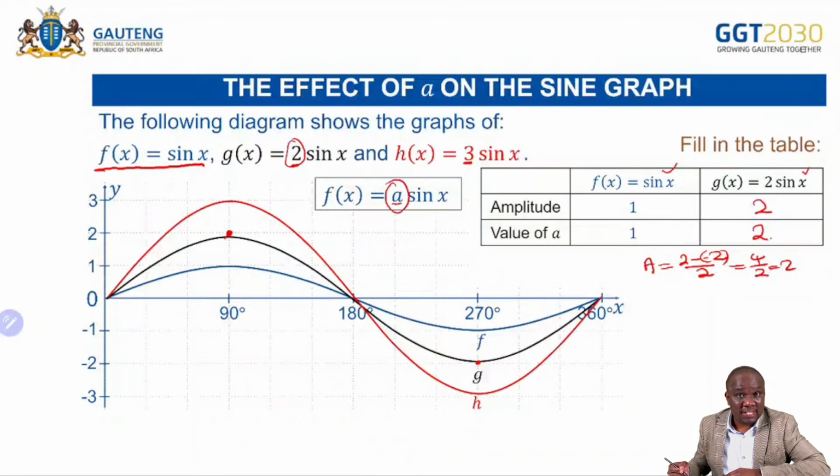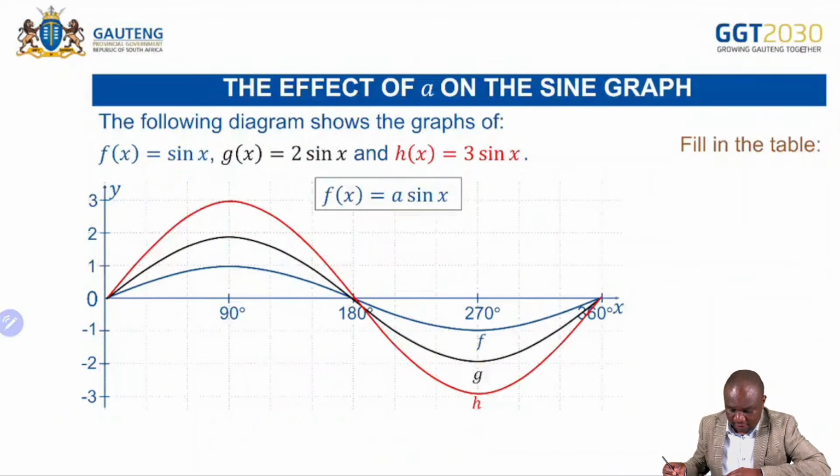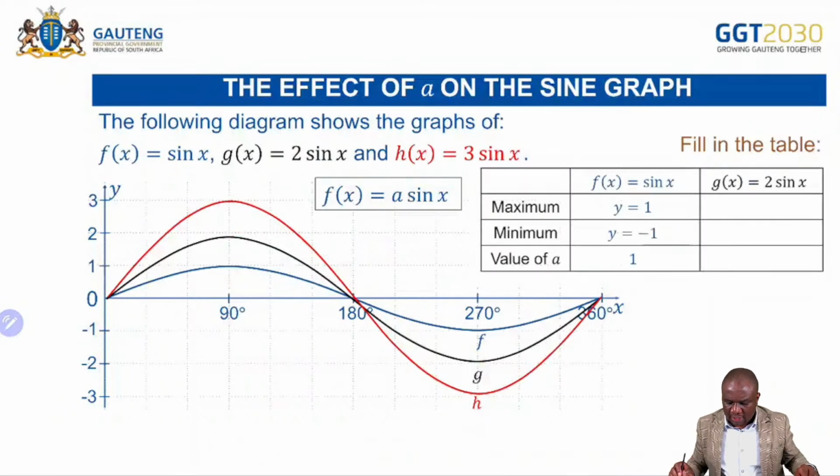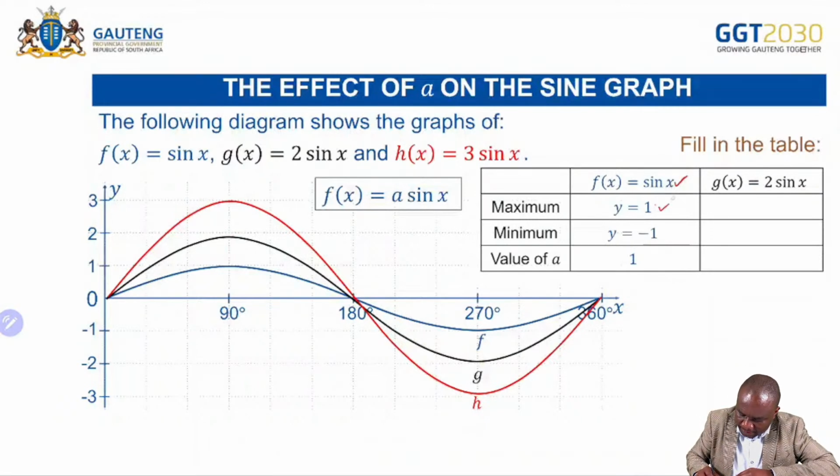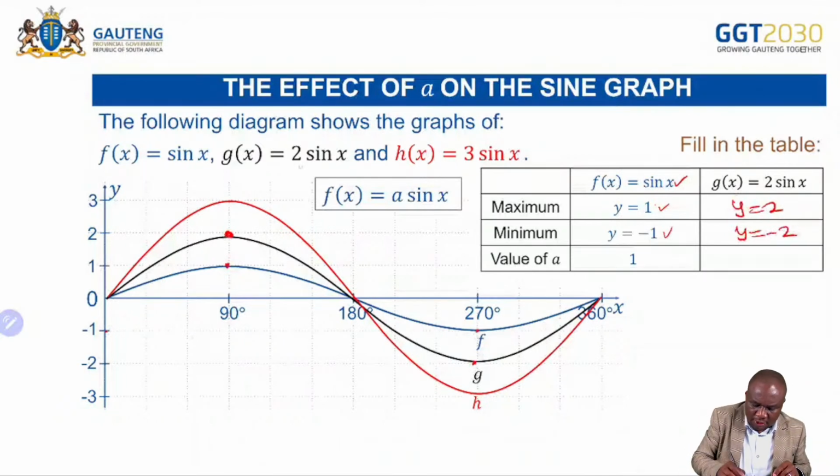Again, I'm going to give you a table. We're going to compare these critical features using the tables. Now, let's look at the maximum. We have the maximum for f of x which is y is equal to 1, minimum y is equal to -1. This is the maximum for f of x. This is the minimum for f of x, -1 there. But what is the maximum point for g of x? You see, that's 2. So it is at y is equal to 2. What is the minimum point for g of x? It is at y is equal to -2.